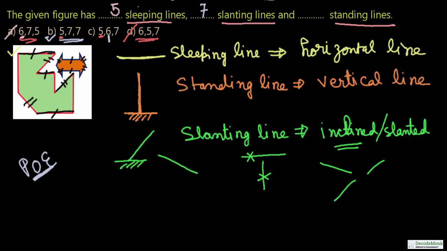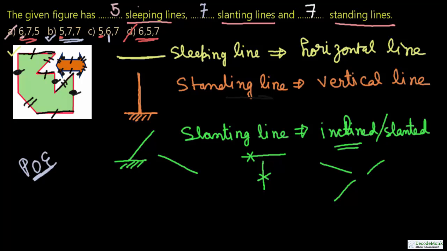number of standing lines. So what are standing lines? Standing lines are vertical lines. So let us denote standing lines by small dots. So this is one standing line. You can see that this is vertically standing on the floor. So 1, 2, 3. This is another one, 4, 5, 6 and 7. So there are 7 standing lines over here.